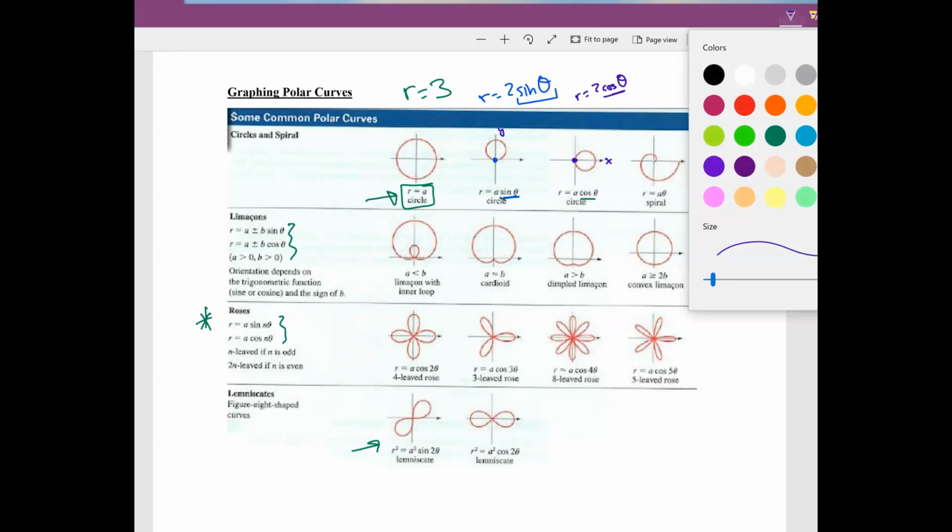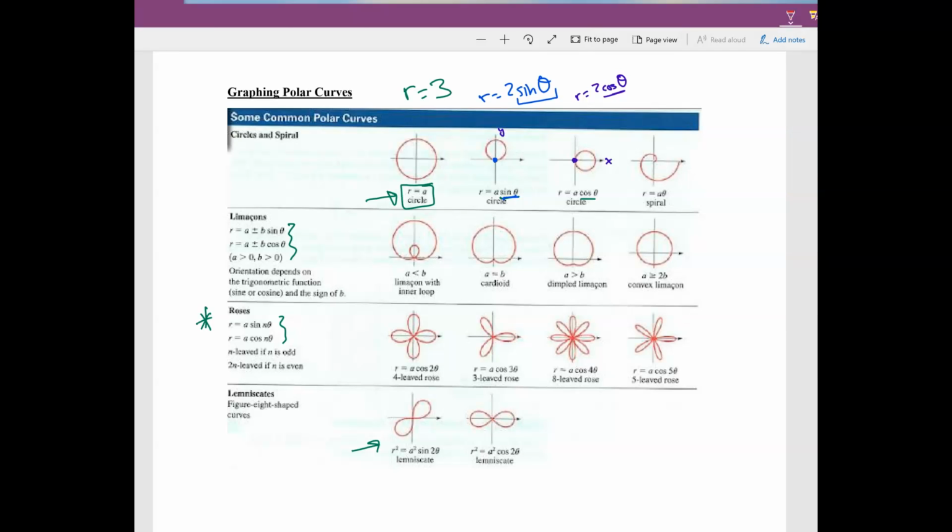Then the spiral. Basically, you are eliminating the cosine or the sine, and you have r equal to 3 attached to a theta. This is just going to be a little spiral. It's just going to be spiraling around. That's basically it for this one.